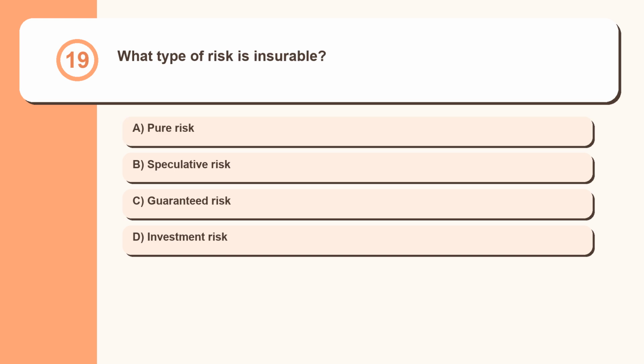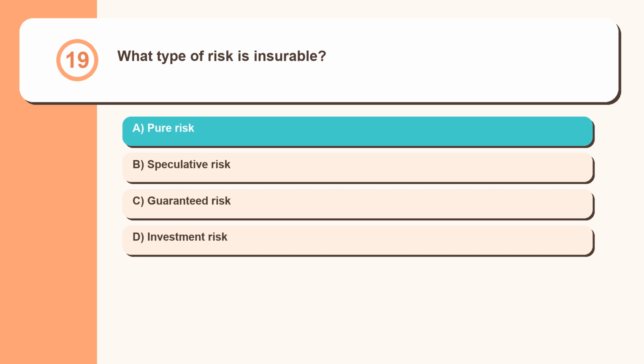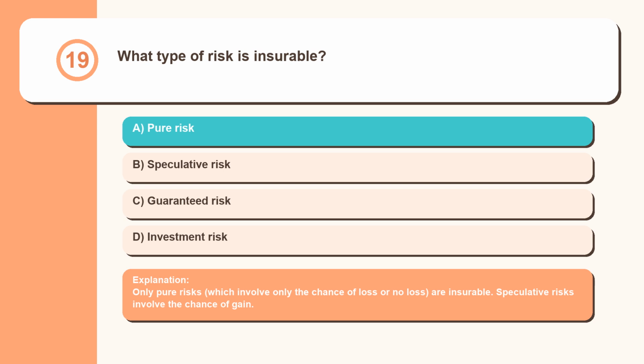Question 19. What type of risk is insurable? Pure risk, speculative risk, guaranteed risk, investment risk. Only pure risks, which involve only the chance of loss or no loss, are insurable. Speculative risks involve the chance of gain.